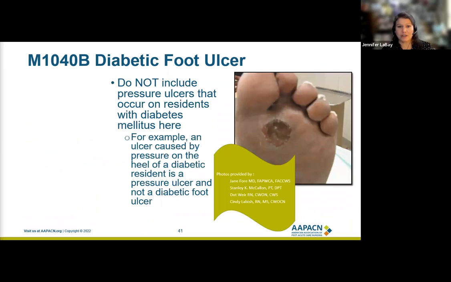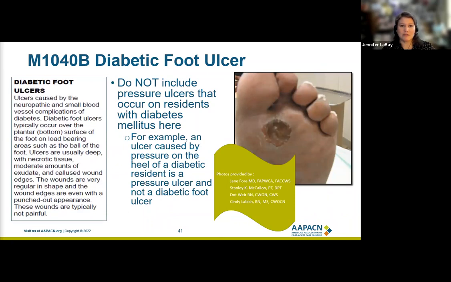Diabetic foot ulcer. So this is going to be an ulcer that is caused by the neuropathic and small blood vessel complications of diabetes. Just because somebody has an ulcer on their foot does not mean it's a diabetic ulcer. So if you have somebody with an ulcer on their heel caused by pressure, even though they're diabetic, that is not a diabetic foot ulcer. That's going to be a pressure ulcer.